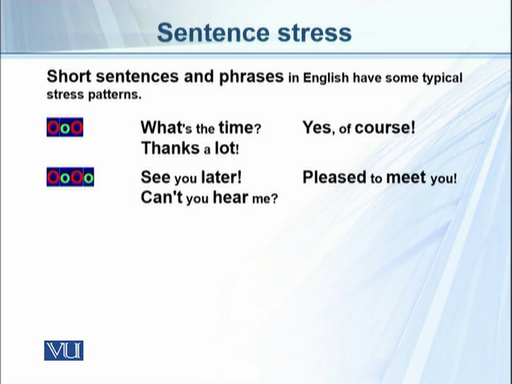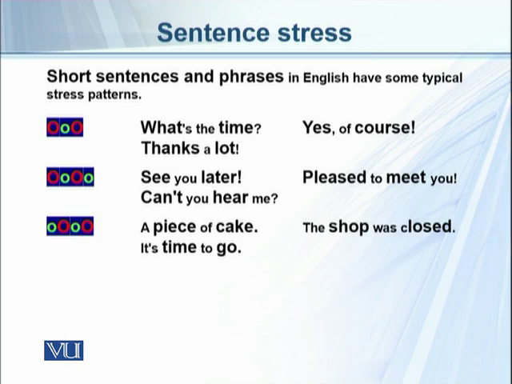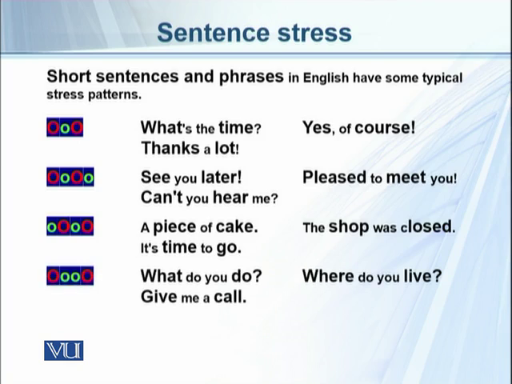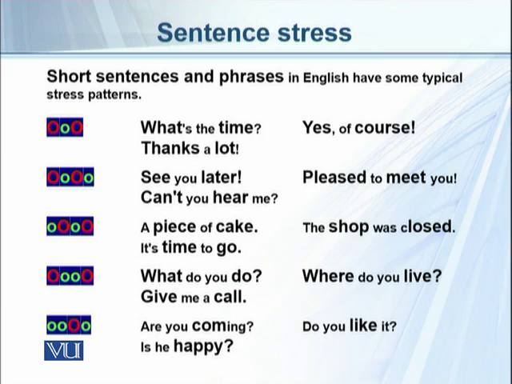Similarly, some phrases have a stressed word or syllable, then unstressed, stressed, and unstressed. This pattern can be found in these phrases: see you later, can't you hear me? Pleased to meet you. So, unstressed, stressed, unstressed, stressed. A piece of cake. Similarly, the shop was closed. It's time to go. So, unstressed, stressed, and stressed. Similarly, we have a stressed and two unstressed syllables and then a stressed syllable. What do you do? Give me a call. Where do you live? And then we have two unstressed syllables with stress and one unstressed syllable. Are you coming? Is he happy?